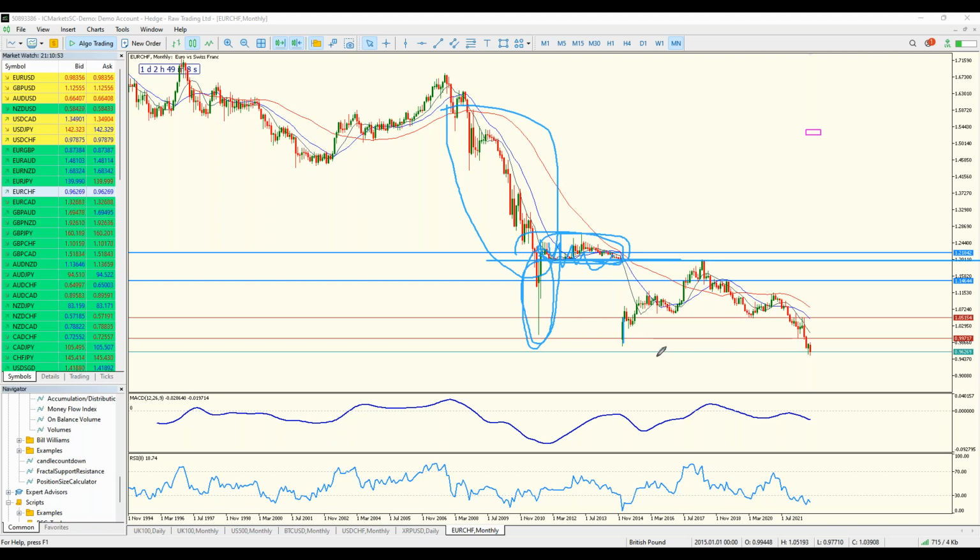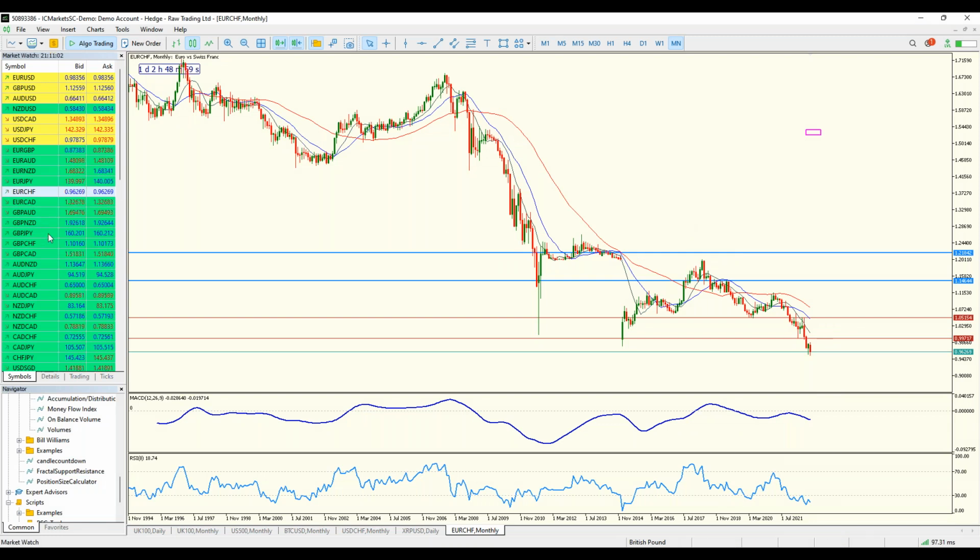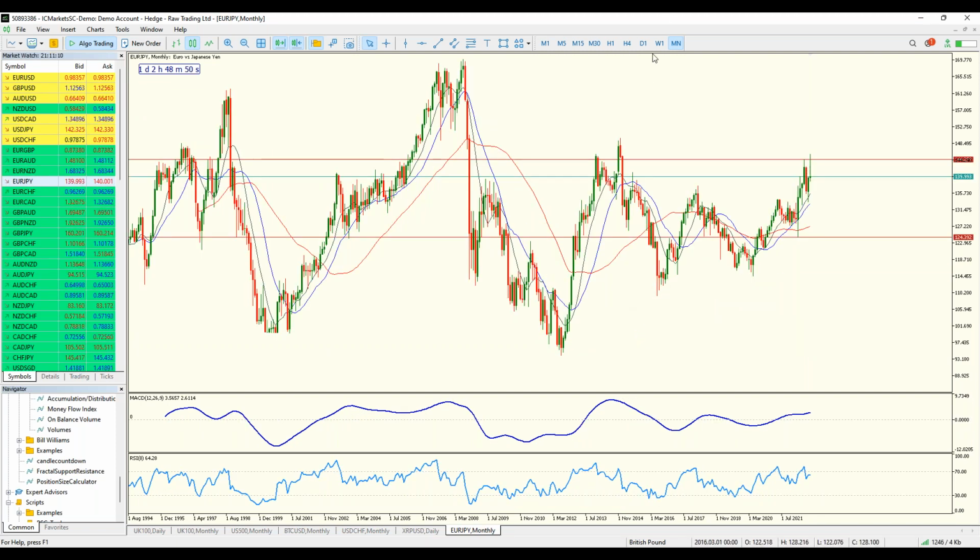Anyhow, and you can see now that it's picked up, it's come back, tested that, and it's carrying on down. So this is the general thing. If we look at the other Swissy pairs, I'm giving a bit of a history lesson because the Bank of Japan had a similar problem. If you go back and look at euro yen, they also had a similar kind of longer term move.